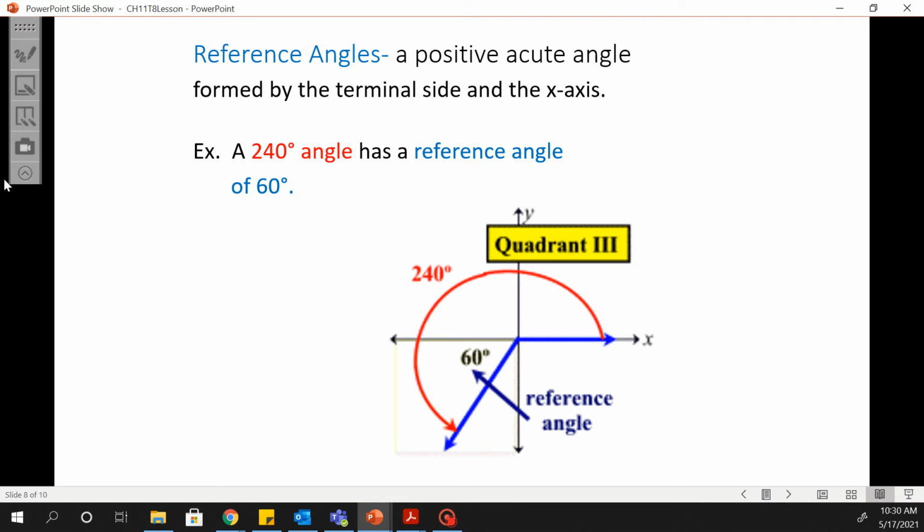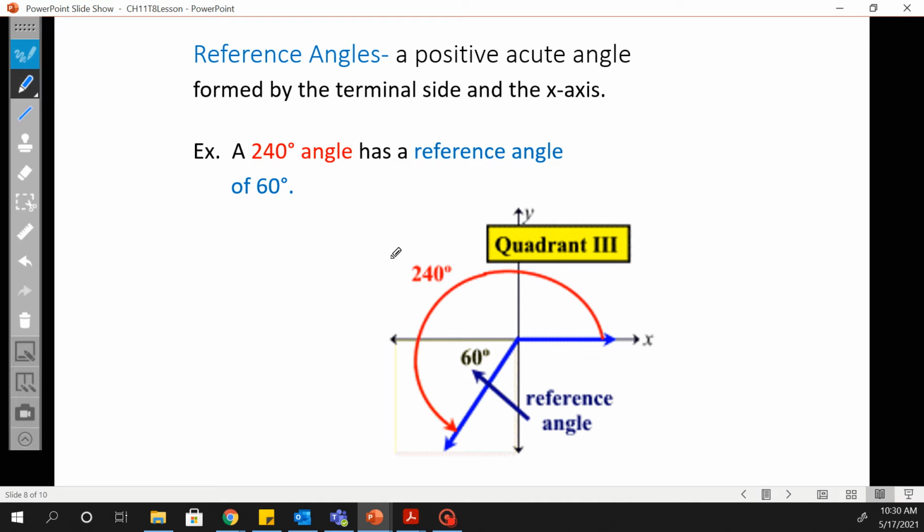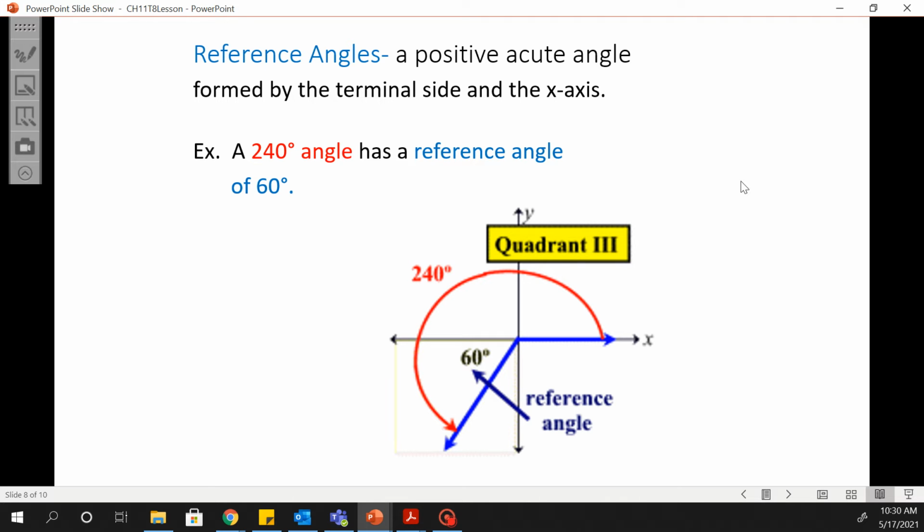A 240 degree angle has a reference angle of 60 because 240 goes around past 180 and it goes 60 degrees past 180, so this would be a 60-degree reference angle for 240. It's always got to be acute, which means it's smaller than 90 degrees. So if your reference angle is larger than 90 degrees, you've got an issue.